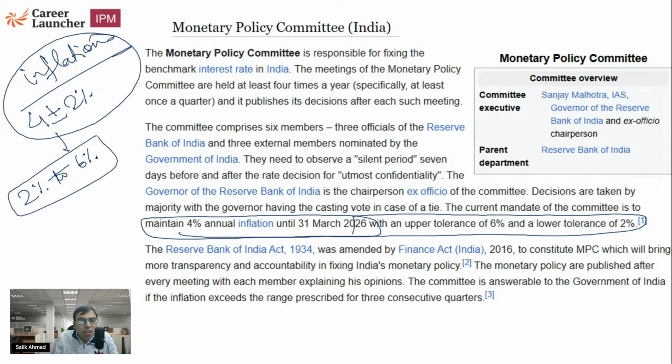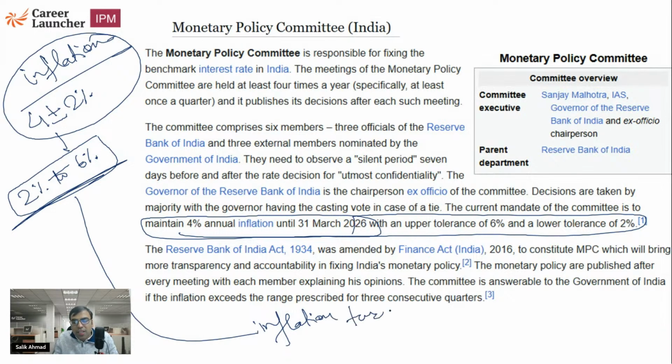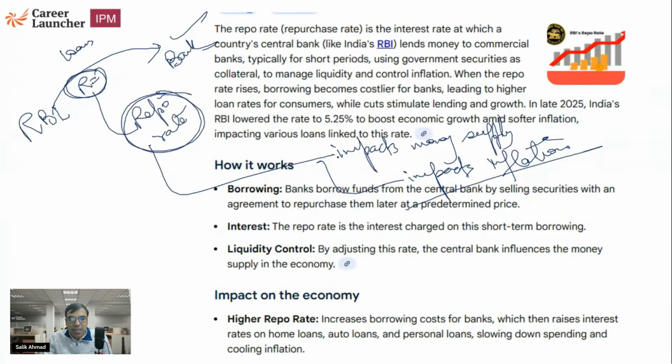4 plus 2, 6 हो गया. 4 minus 2 is 2. So this is the inflation target of India. Means the inflation should not be less than 2% and inflation should not be more than 6%. This is the target of RBI or Monetary Policy Committee of RBI in India. ठीक है. ये टारगेट है कि 6% से ज्यादा नहीं होना चाहिए और 2% से कम नहीं होना चाहिए. That is what you should be knowing.